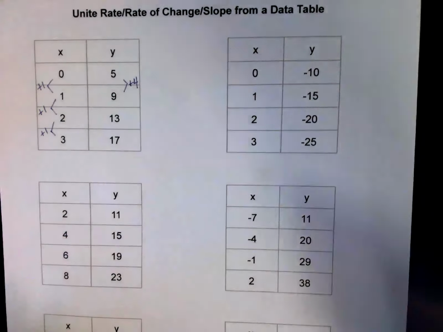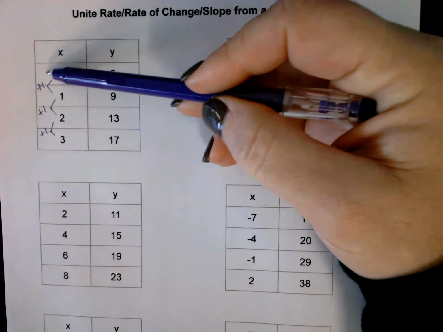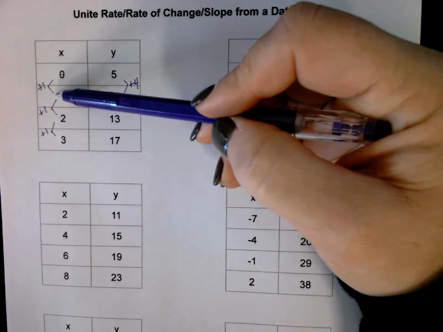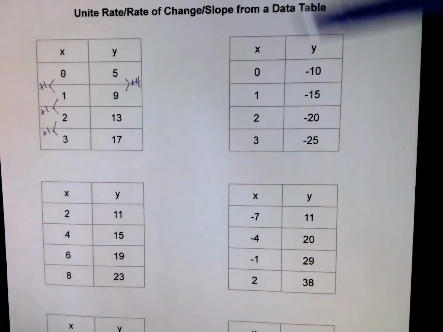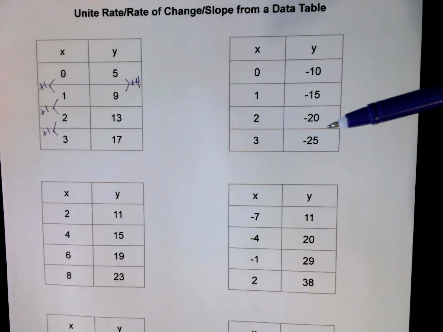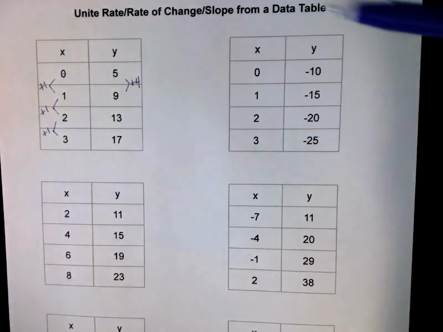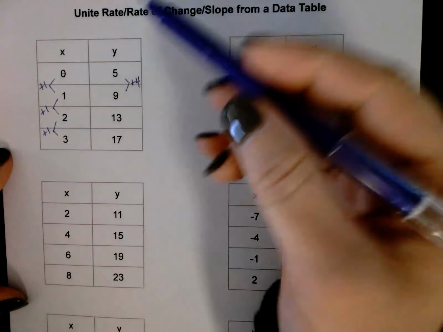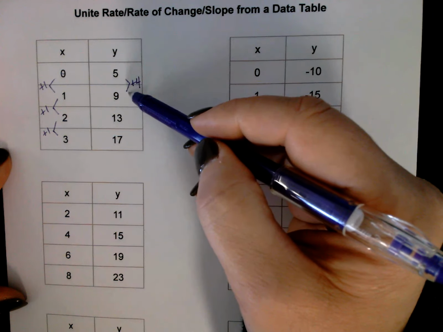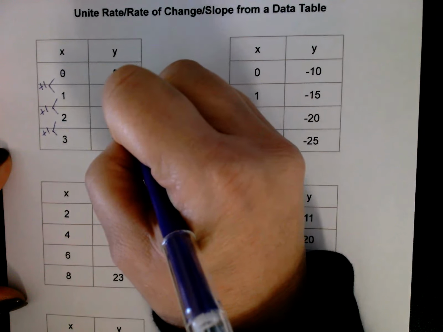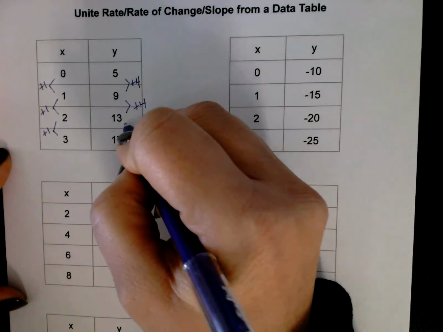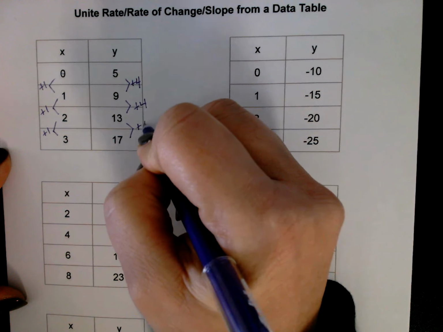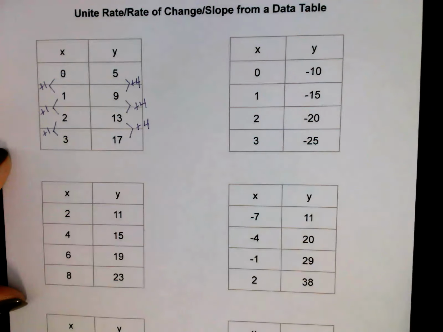When I say change, how do you go from 0 to 1? You add 1. 1 to 2, plus 1. 2 to 3, we added 1 also. Then I'll do the same thing for the y, the output. To go from 5 to 9, you added 4. 9 to 13, you add 4. 13 to 17, you add 4.